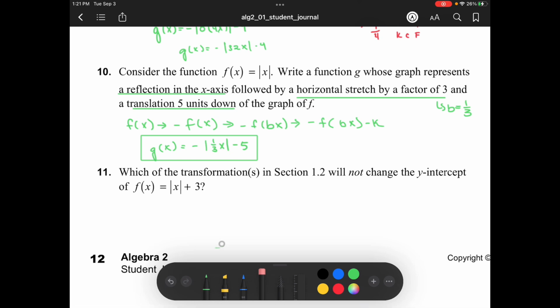And then we have, for our last question here: which of the transformations in section 1.2 will not change the y-intercept of this function? Okay, so we don't want to change the y-intercept. So let's go ahead and draw it. Give a little sketch here. This is my y, this is my x. We go 1, 2, 3, 4. I'm just going to graph it really quickly. You guys can graph it on your own time if you'd like. That's what it looks like.